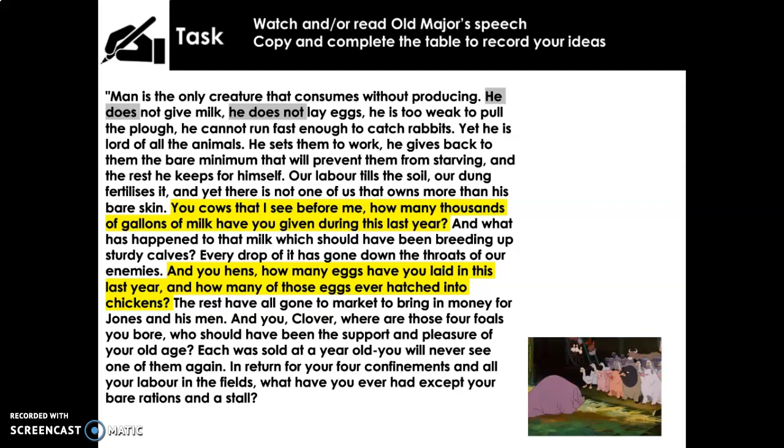Guys, so we've got the repetition of the sentence starter, but humans are also being described in terms of what they are not. Okay, so that's litotes. Yep, so it's another rhetorical figure.